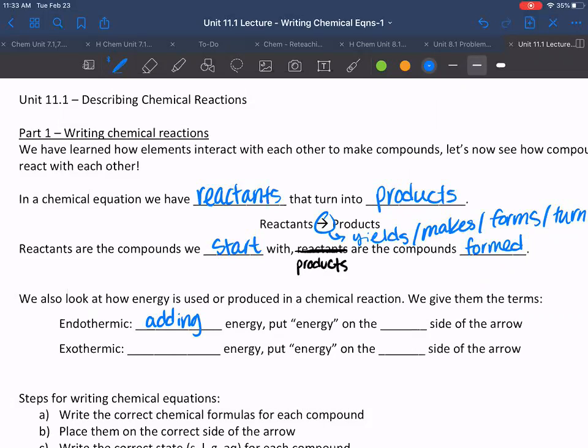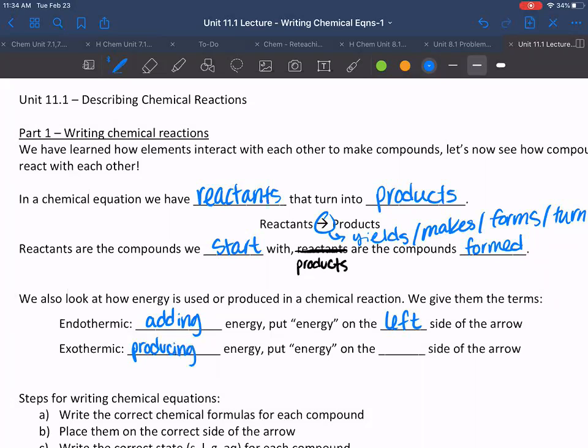And so if you think we need to add energy for the reaction to happen, do you think it'll go with a reactant or a product? It's not going to be on the reactant side. So this is the left side of the arrow. So pretty much it's going to be your reactants you start with, you add energy into the system for it to happen. Now the other way, if it's exothermic, this means you're producing energy.